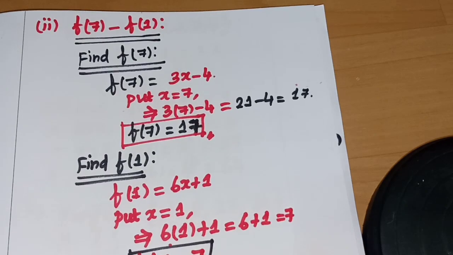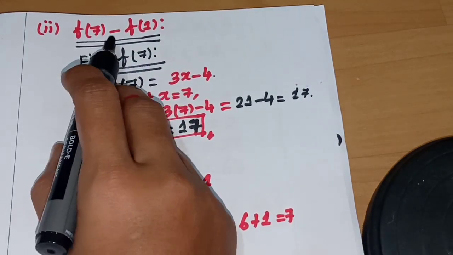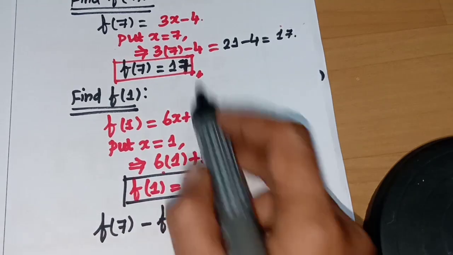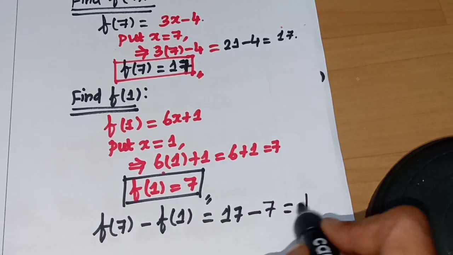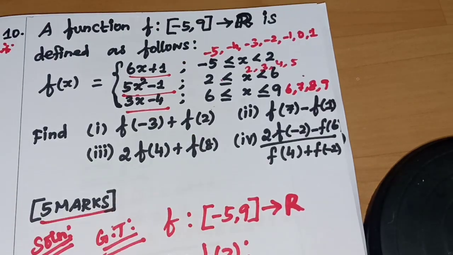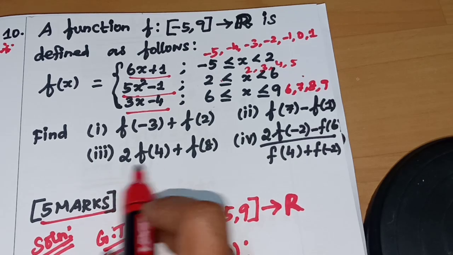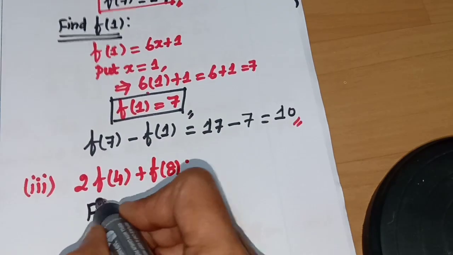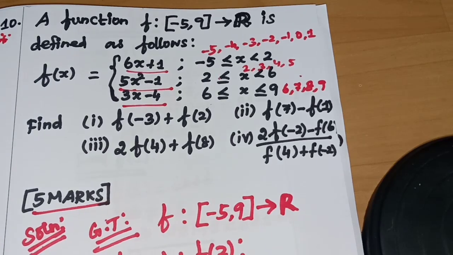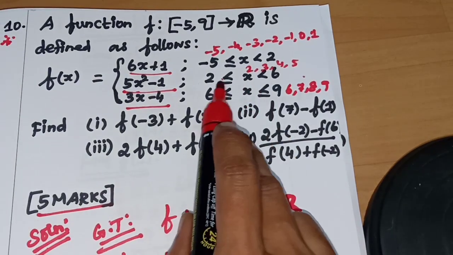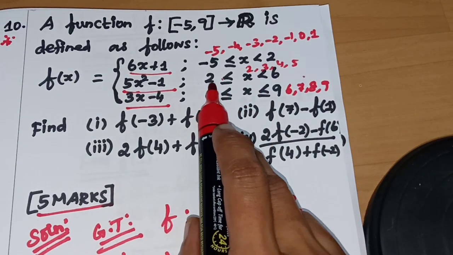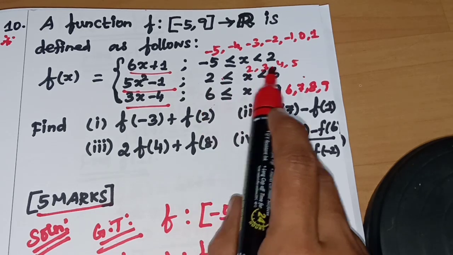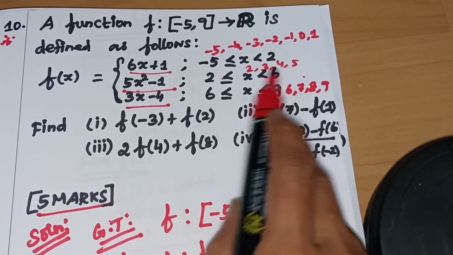See the question. F of 7 minus f of 1 equal to 17 minus 7 equal to 10. See the question. Third subdivision. 2 into f of 4 plus f of 8. F of 4. See the question. Second limit. Taking second limit, 2 less than or equal to x less than 6. So 2, 3, 4, 5.